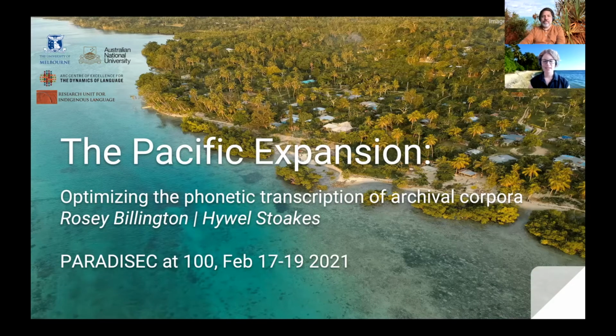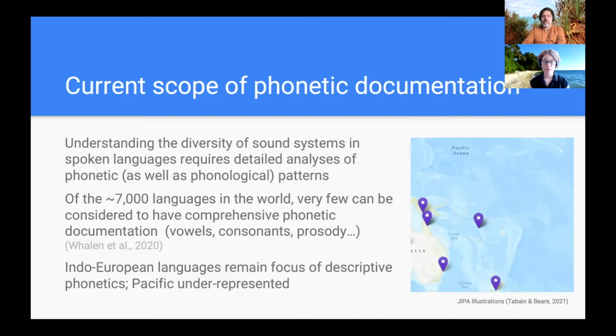Hi everyone, today we're going to be talking about some strategies for optimizing the phonetic transcription of archival corpora. If we really want to understand the diversity of sound systems in the spoken languages of the world, we need detailed analyses of not just the phonological patterns, so what sounds are in the inventories of these languages, but also their phonetic patterns, so how different sounds are produced, what makes them different from one another.